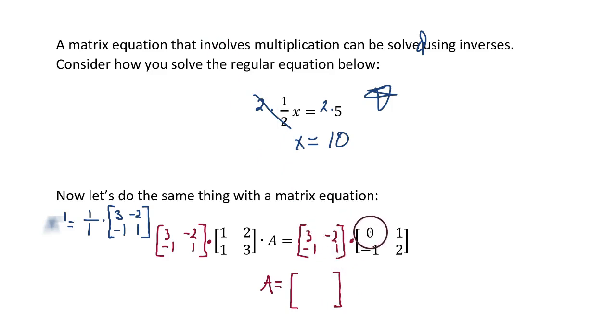3 times 0 is 0, plus -2 times -1, which is 2. So this makes 2. Now we'll do this number. 3 times 1 is 3, plus -2 times 2, which is -4, and this makes -1. Now we'll do down here. -1 times 0 is 0, plus 1 times -1, which is -1, so this is -1. And finally, this last number. -1 times 1 is -1, plus 1 times 2, which is 2, so this makes 1.